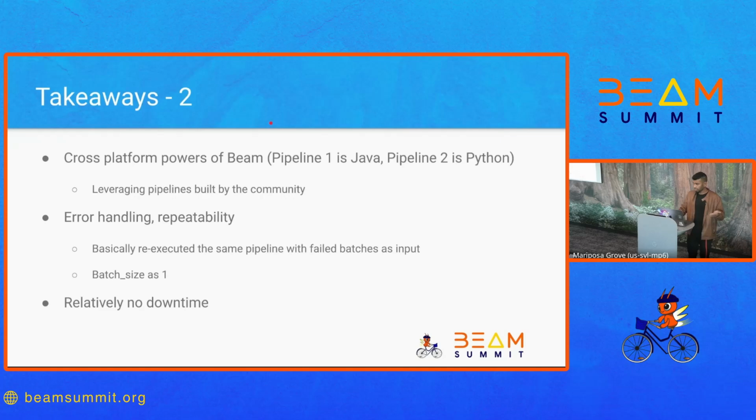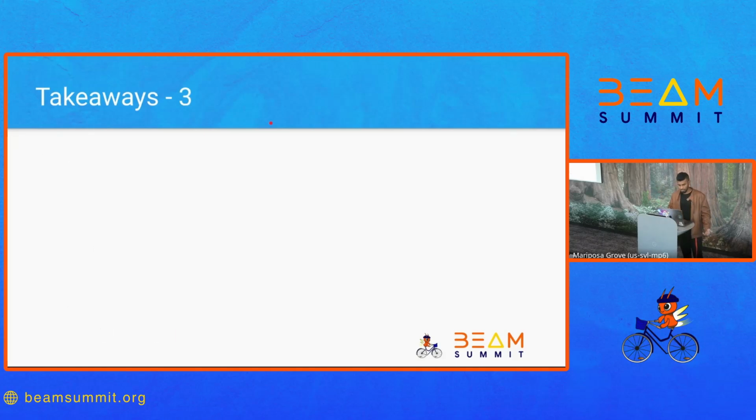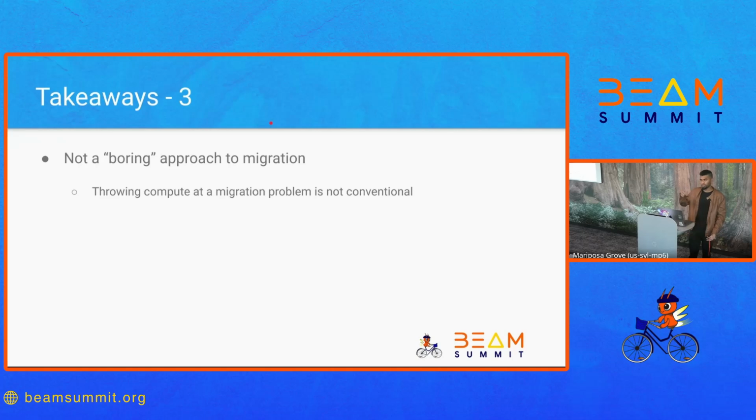And yeah, relatively no downtime, because we had an offline Postgres and we just slammed it with compute, and once that was ready, we just switched our application to read from it, right? There were hiccups. I wouldn't say zero downtime, but it's relatively minimal, no interruption at all. And yeah, it's definitely not a boring approach. This is not a conventional way to do migrations, throwing compute. But it worked for us.